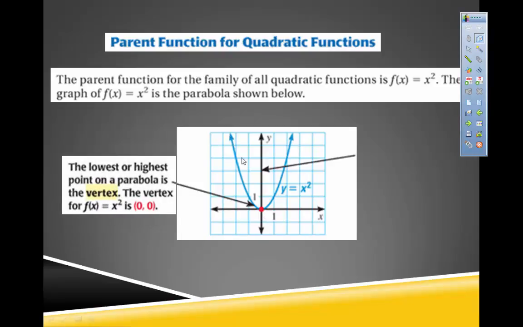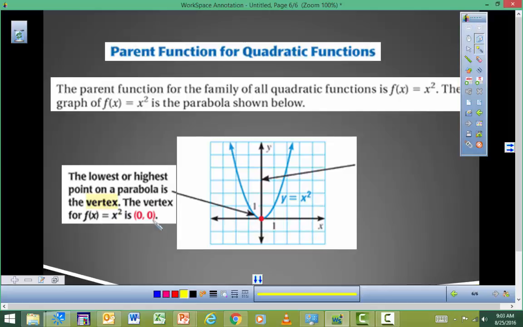The lowest point or the highest point is called the vertex. And the vertex for the parent function is right here in the middle, and it's at the origin, (0, 0). So this is for the parent function. Now, sometimes parabolas will have a highest point, and it's called a maximum, but it's still called the vertex.